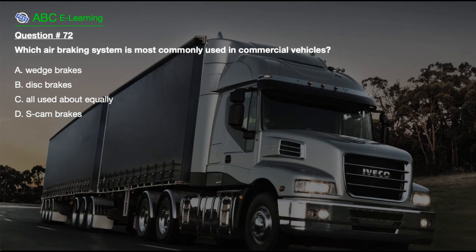Question number 72. Which air braking system is most commonly used in commercial vehicles? A. wedge brakes. B. Disc brakes. C. All used about equally. D. S-cam brakes.